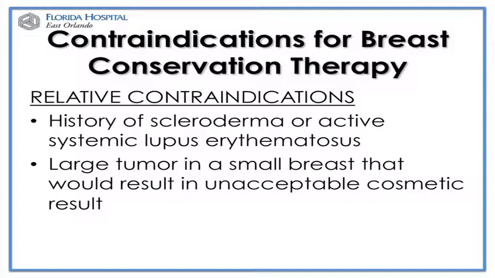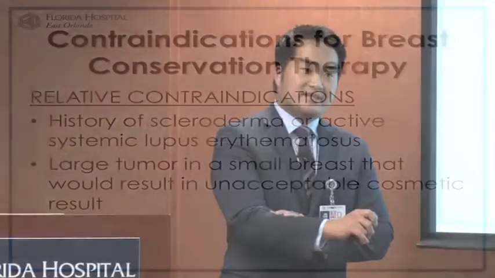These are relative contraindications. History of scleroderma or systemic lupus erythematosus, that's a mouthful. What that means is connective tissue disease. The reason why we would maybe not recommend breast conservation surgery for these patients is that patients with connective tissue disease, their skin doesn't heal very well, and if you apply a large dose of radiation to the skin, they have really bad results with healing. So we recommend against radiation, generally speaking.